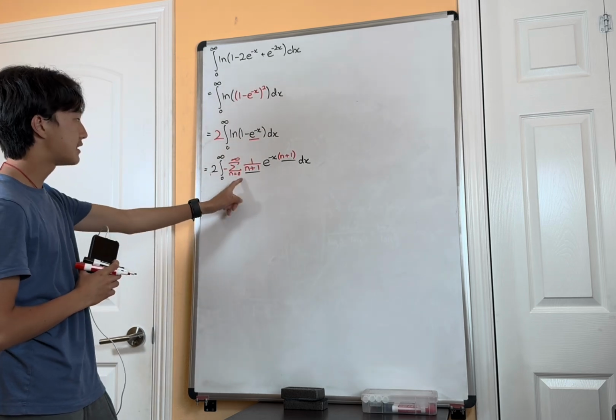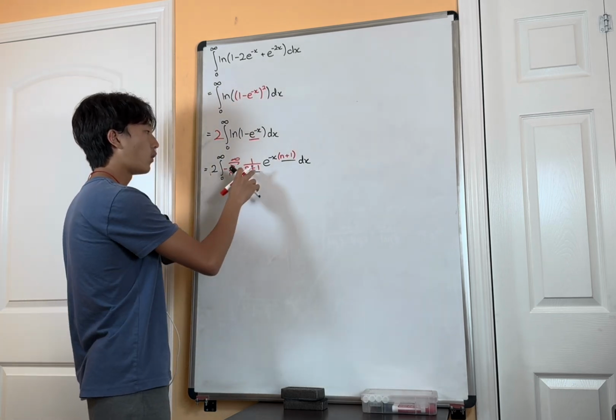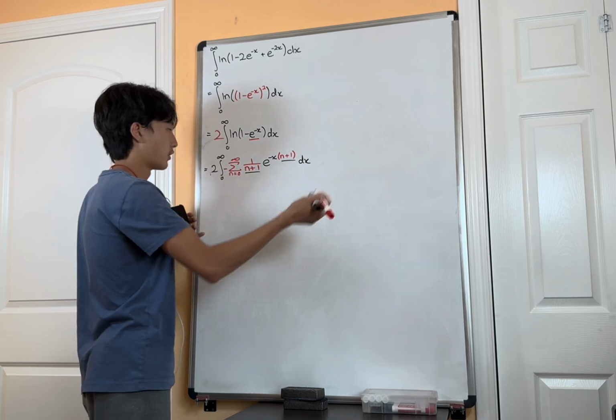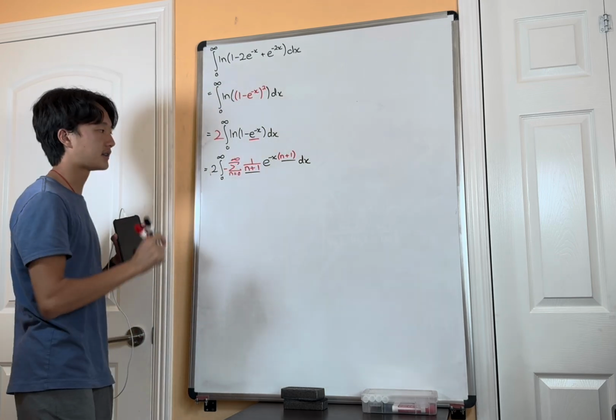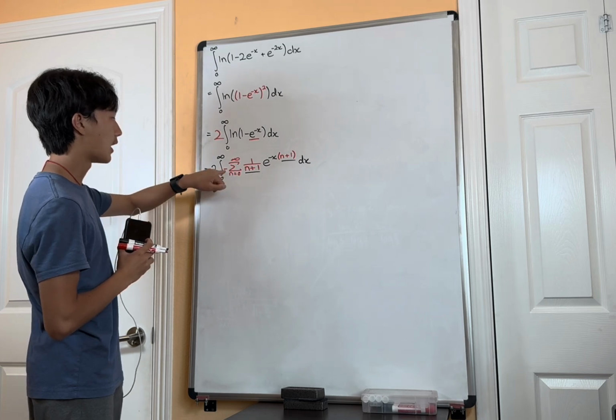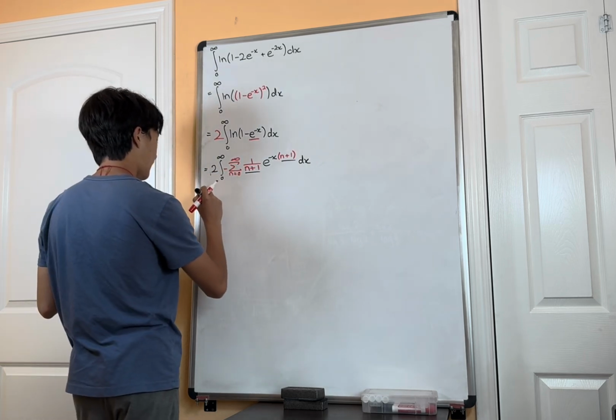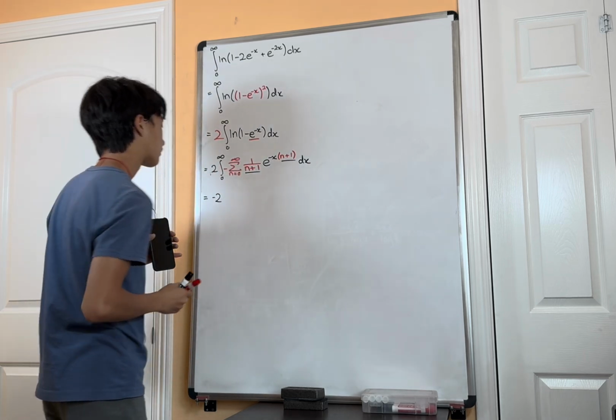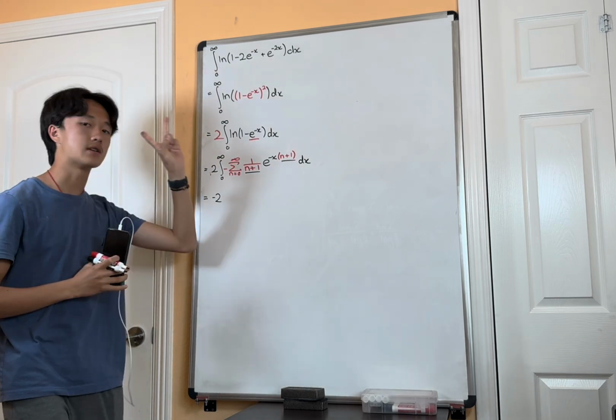So this 0 doesn't need to be there. It could just be a 1, and instead of n plus 1 here, we can just start with a normal n. And additionally, I'm going to take this negative outside. So we have a negative 2, right? And remember, this in here is a power series.